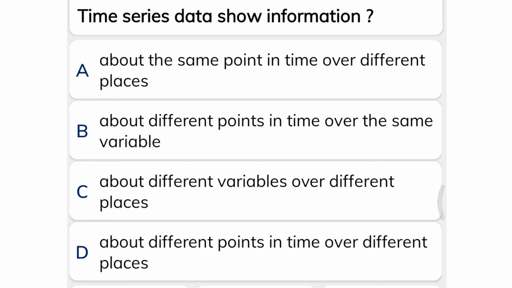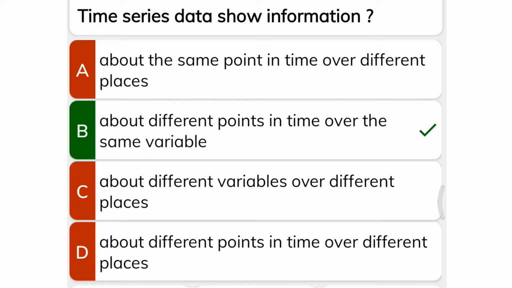Time series data show information. Option B, about different points in time over the same variable. Option C, about different variables over different places. Option D, about different points in time over different places. The correct answer is option D.